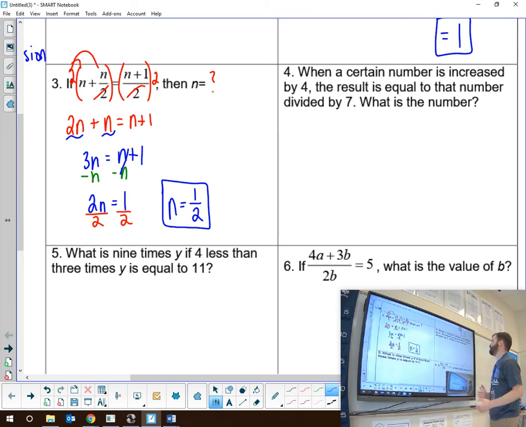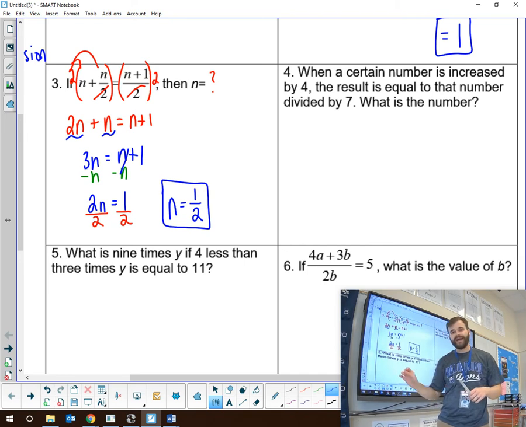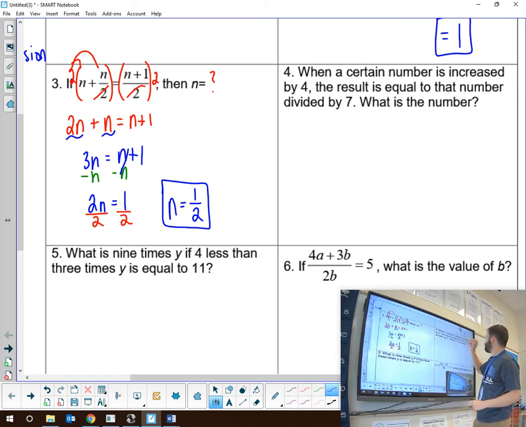Okay, let's take a look here at number 4. So number 4 is a word problem, right? And we just have to know how to read out a word problem and write it out. Translate these words into math. So on number 4 it says when a certain number. Do we know what that certain number is? Not yet. We're looking for it. When a certain number, we're going to name it x.